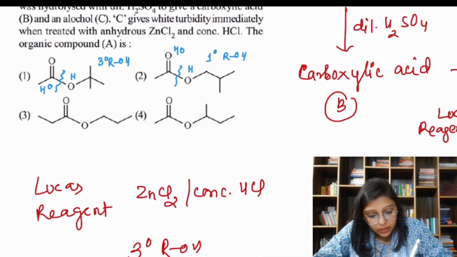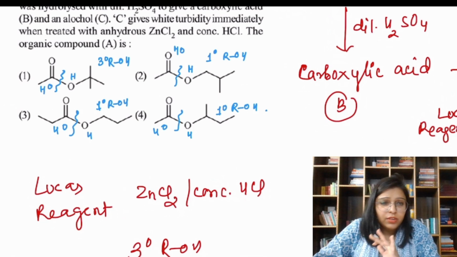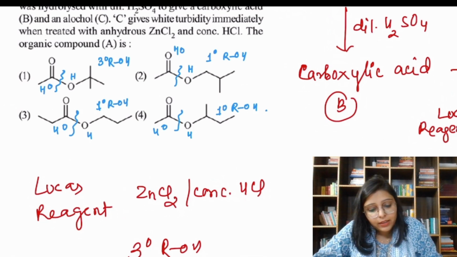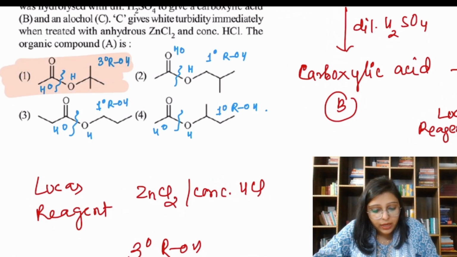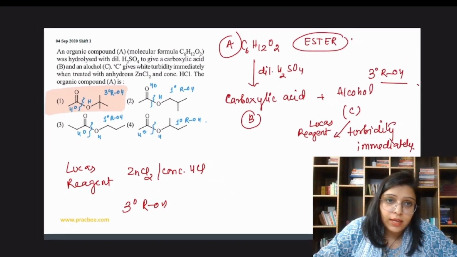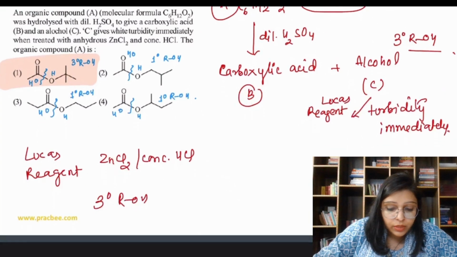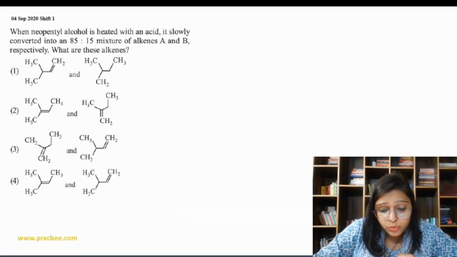If we break the bond over here, again we get a 1-degree alcohol. Here we write H, here we write OH. If I break the bond over here, we write OH and here we write H, which is again a 1-degree alcohol. So there is no need to solve anything. You just have to break the bond, do the hydrolysis, and the one which gives a 3-degree alcohol is going to be the correct answer. Clear? So option 1 is going to be the correct answer. Now let's do next question.